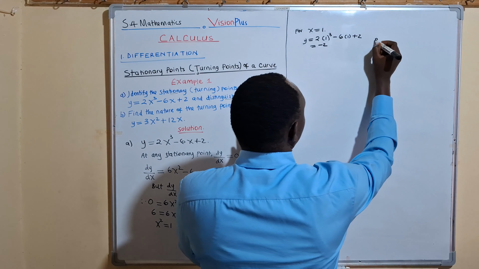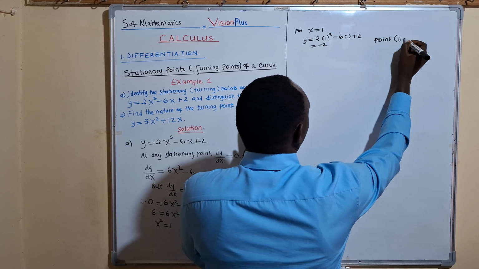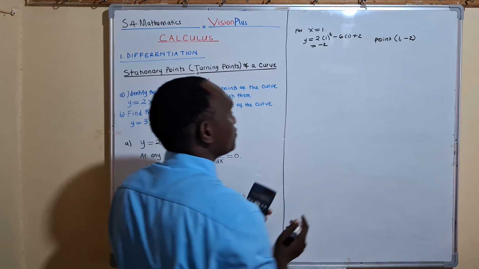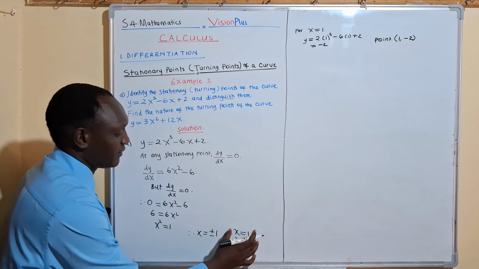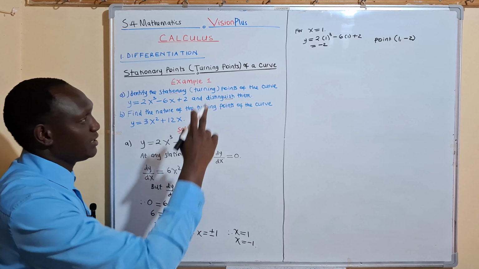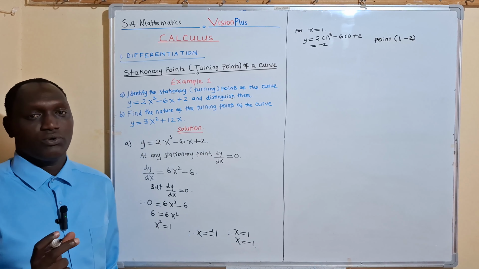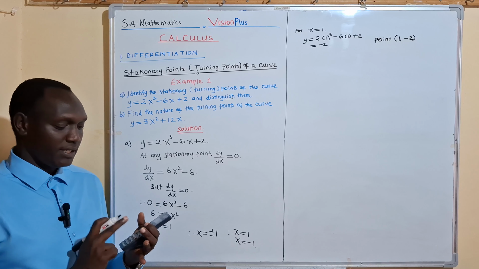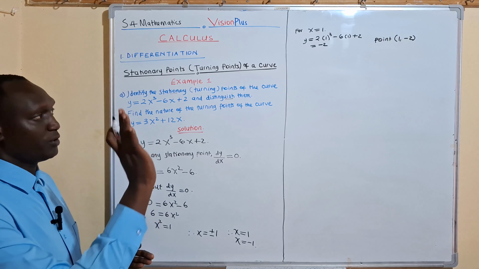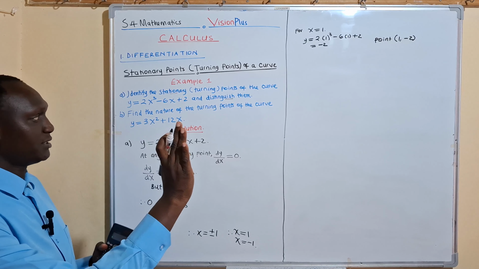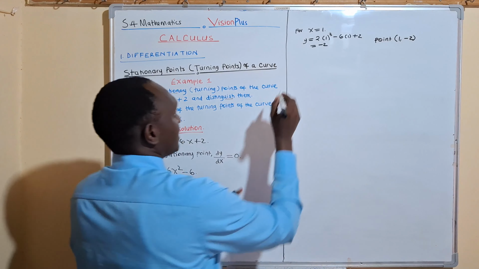So the first point here becomes (1, negative 2). That is how you tell the coordinates of a point. We have used the first value of x to get the corresponding value of y, and that is one turning point, which we don't know whether it is a maximum turning point, a minimum turning point, or a point of inflection. We don't know yet, but let's keep that point. We are first identifying the point. Now, what if x is negative 1?